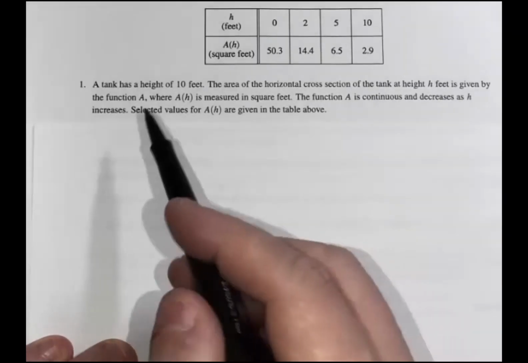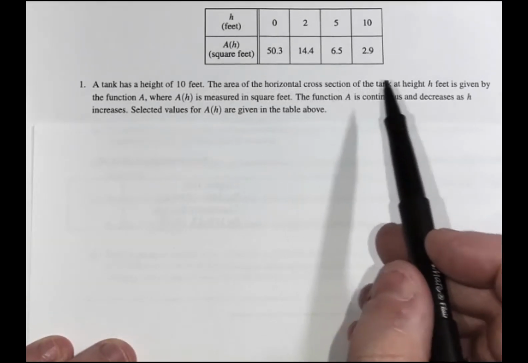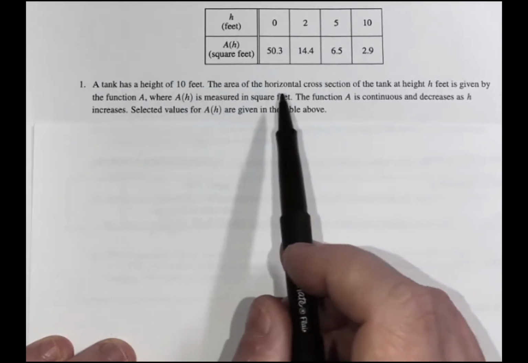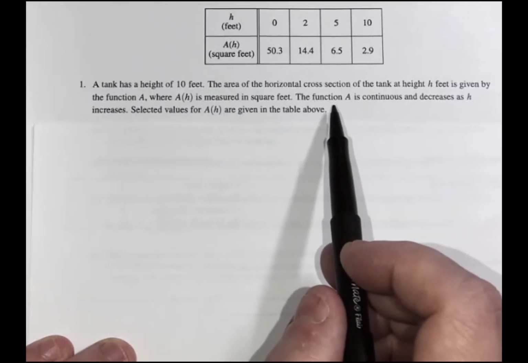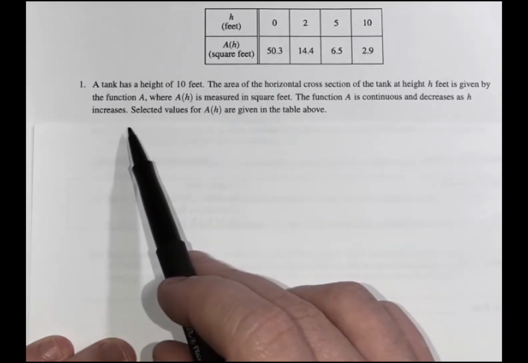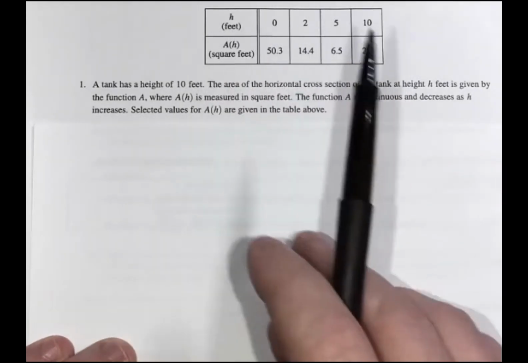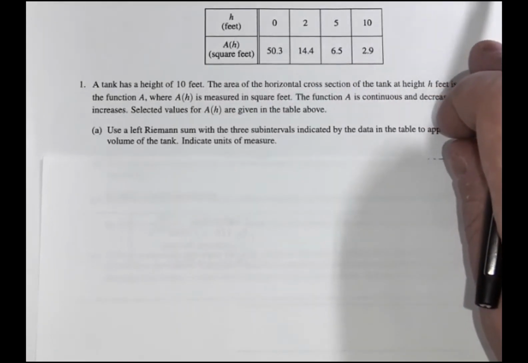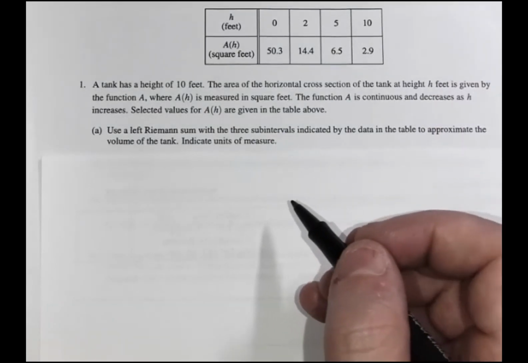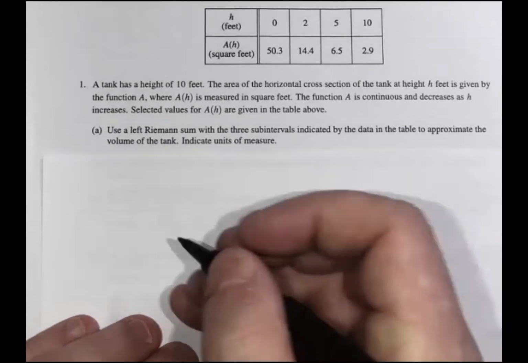For this problem, we have a tank with a height of 10 feet. The area of every cross-section is given by a function A, where A of h is measured in square feet. The function A is continuous and decreasing as h increases, and we can see some selected values of the A of h function given in the table above. The first problem asks us to use a left Riemann sum with 3 subintervals indicated by the data to approximate the volume of the tank.